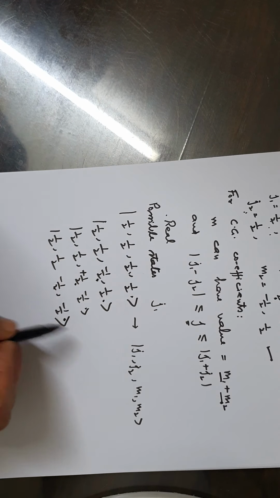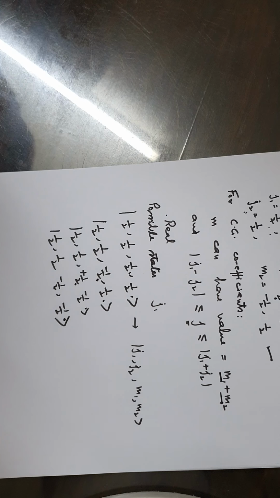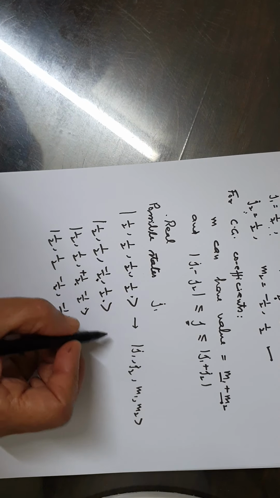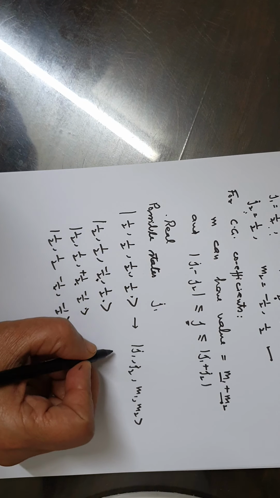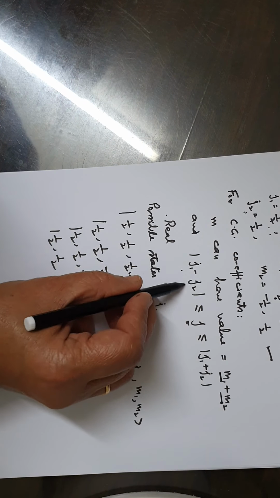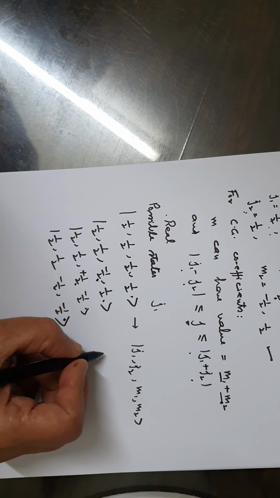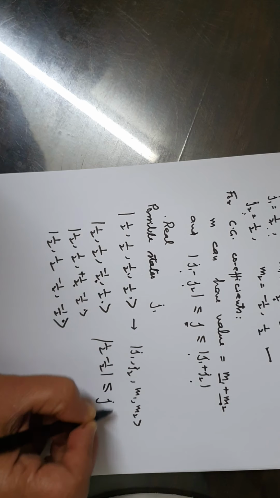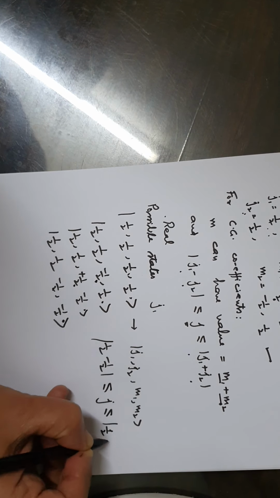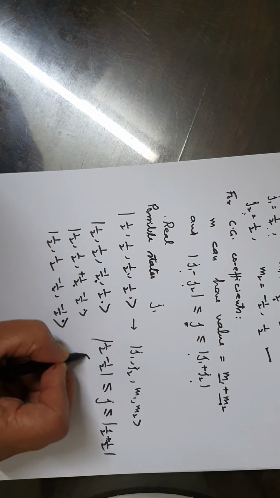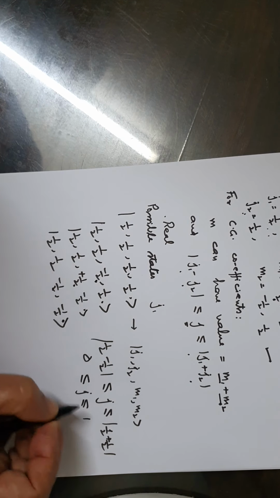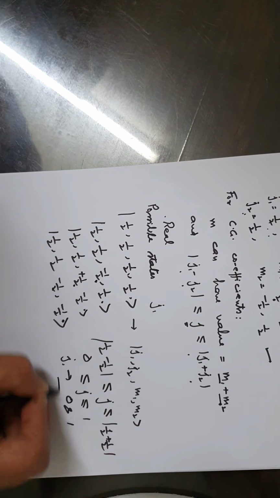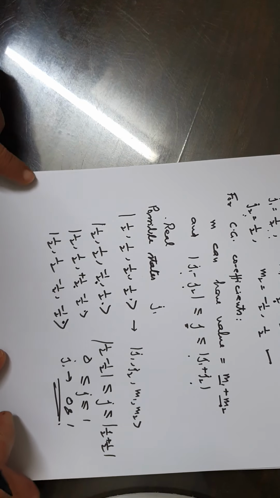Now, when we add the two angular momenta, J will have values between J1 minus J2 and J1 plus J2. That is, J will have values from 1/2 minus 1/2 to 1/2 plus 1/2, that is 0 to 1. J can have two values, 0 and 1. These are the possible values of J.